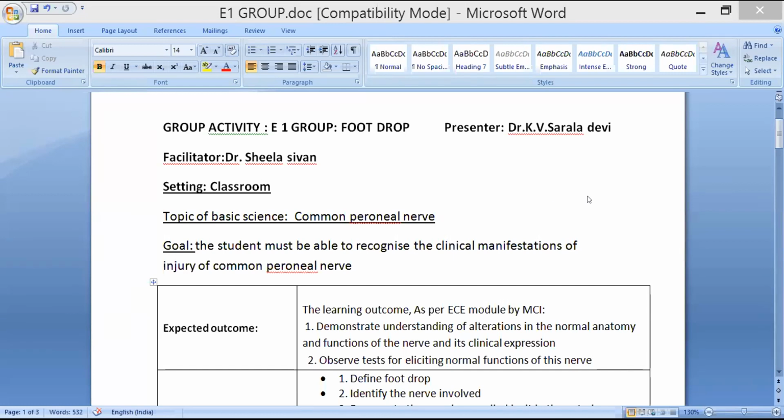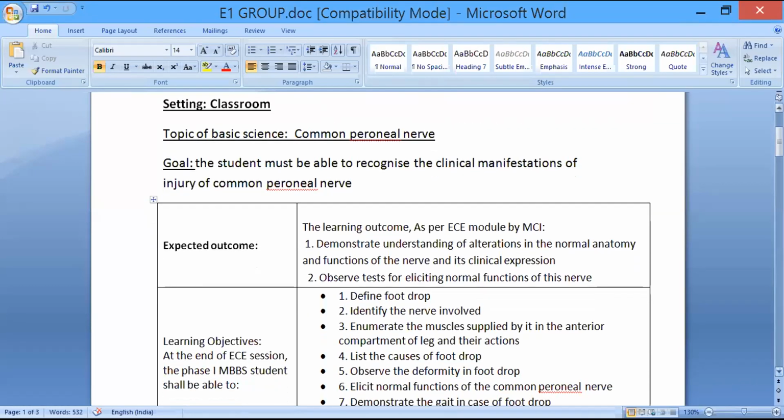So the topic of basic science here is the common peroneal nerve. The goal is that the student must be able to recognize the clinical manifestations of the injury of the common peroneal nerve. The expected outcome as per the ECE module by MCI: demonstrate understanding of alterations in the normal anatomy and functions of the nerve and its clinical expression. Then observe tests for eliciting normal functions of this nerve.